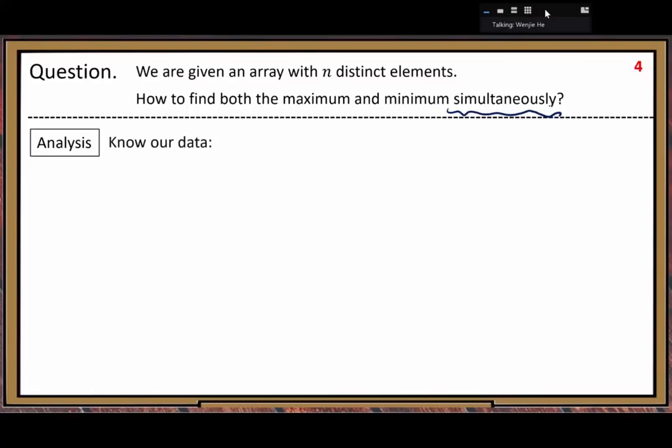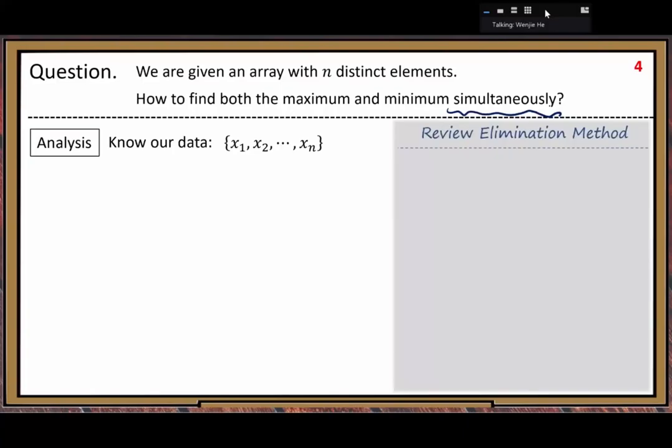Analysis. We need to understand our data. N elements. We use x1, x2. Notations. So now we need to try to understand this elimination method. So elimination method is very useful. The idea is so simple, but very effective. If you use this idea in your real-world problem solving, very effective.